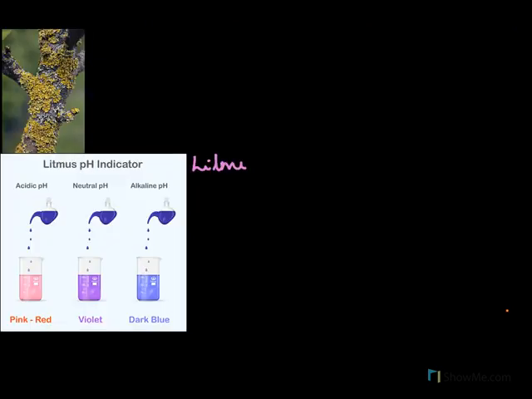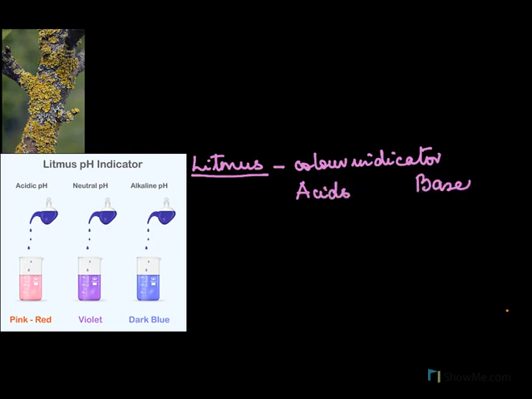So we'll learn about an indicator called litmus. This litmus is called a color indicator. Why is it called a color indicator? Because it shows different colors in an acid and in a base. When it is in an acid, it shows a red color, and when it is in a base, it shows a blue color. Since it shows different colors in an acid and in a base, we can use it to identify an acid or a base.